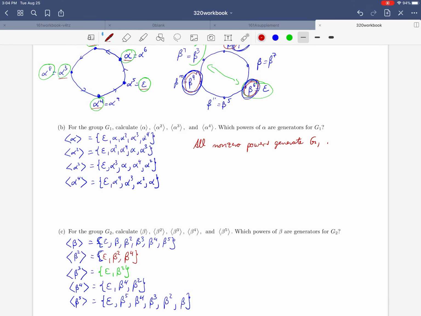But looking at this, what do we observe? We observe that we only have 2 generators in this case. Beta is a generator and beta to the 5th is a generator. So only beta and beta to the 5th are generators of our group G2.